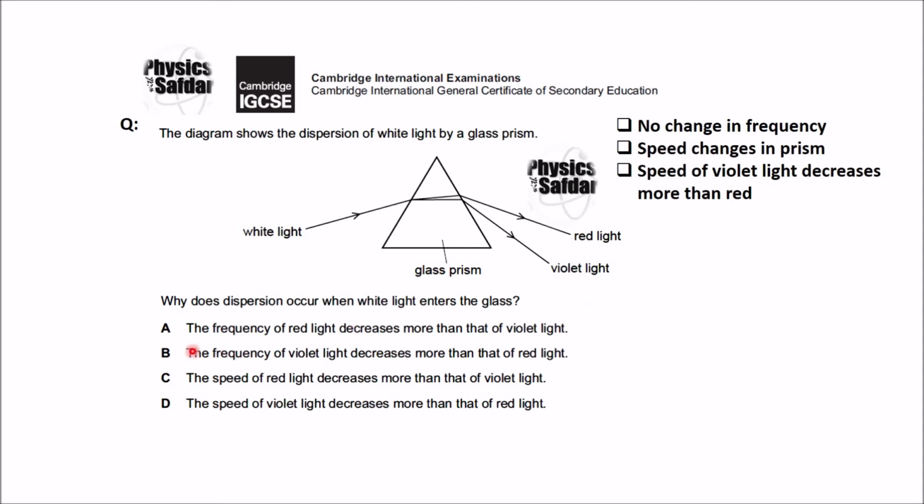If you look at option A, the frequency of red light decreases. That is not possible because there is no change of frequency. The same with option B. The frequency of violet light decreases. That is not possible, a decrease in frequency. Option C. The speed of red light decreases more than that of violet light. Not possible because red is at the top. Option D. The speed of violet light decreases more than that of red light. That's true because the violet light is at the bottom, which shows more decrease in speed. For this question, option D is the right answer.